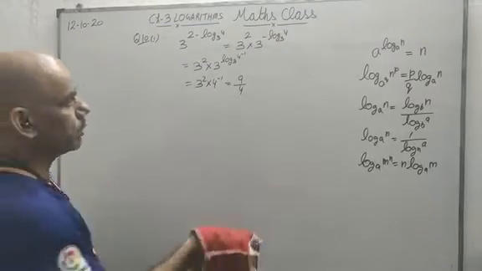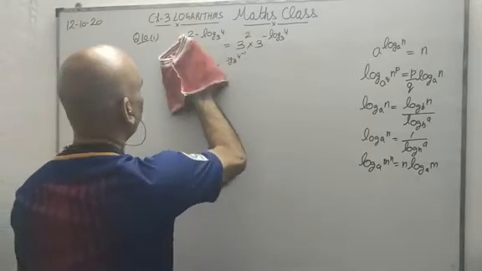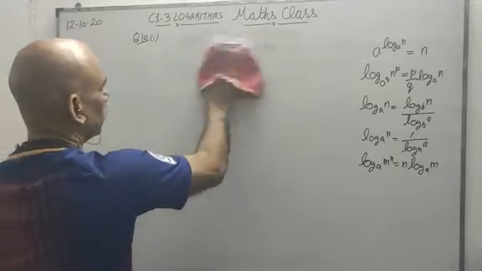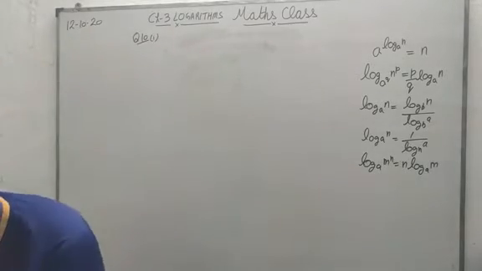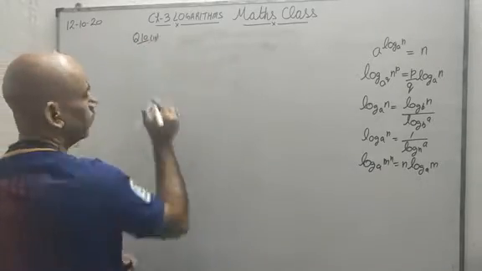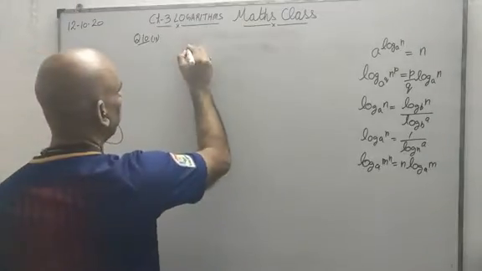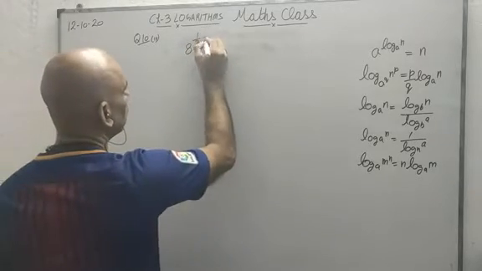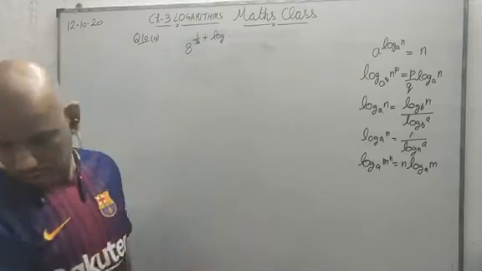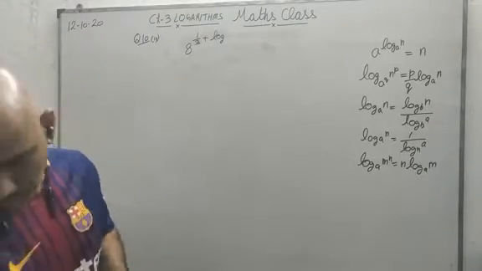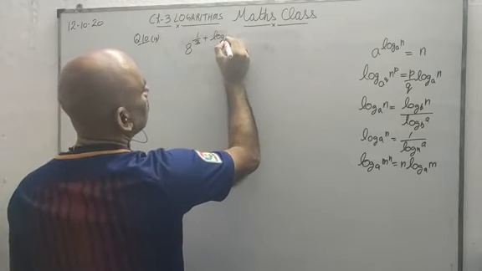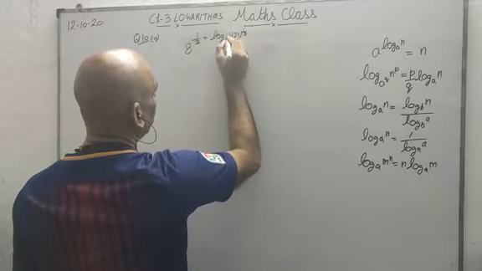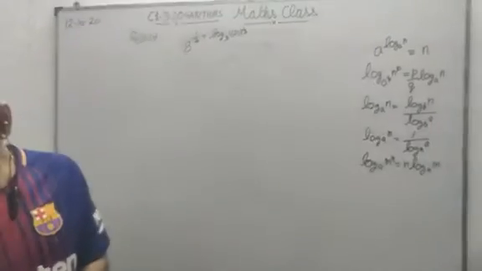Let me solve a few more questions based on this. I am solving the third part of the same question for you. This time it is saying a to the power minus 1 upon 3, a to the power 1 upon 3 plus log 121 to the power 1 upon 3 base 2.